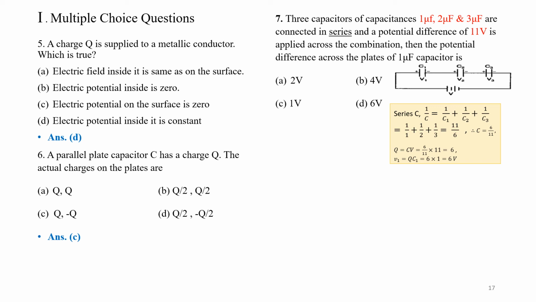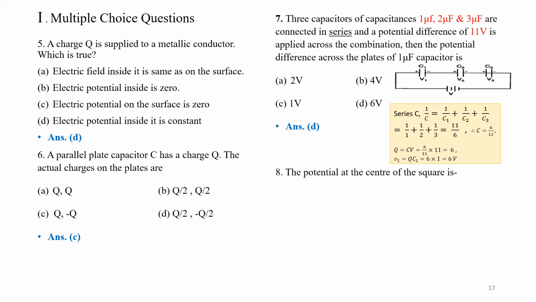Therefore, the charge is given by Q equals CV. So we know C is 6 by 11 and V is 11. So 11 gets cancelled. Q is 6 coulombs. Therefore, V1 will be equal to Q by C1. Q is 6 and C1 is 1. Therefore, the answer is V1 is equal to 6 volt. That is D is correct. We have to work out all these problems.